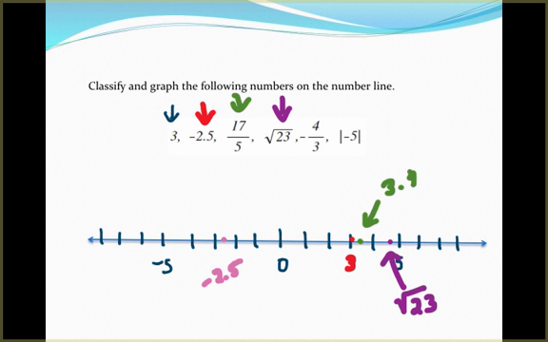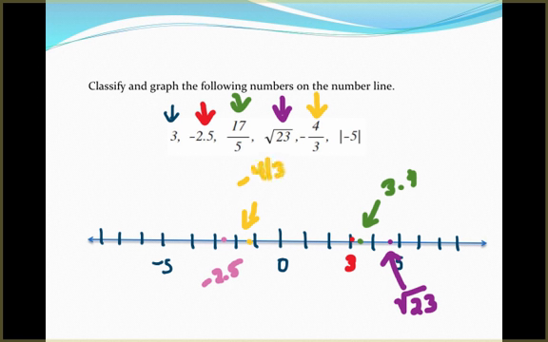number. Negative 4/3. Well, again, if I divide that, I get negative 1 1/3, or negative 1.3 repeating. Since that's a repeating decimal, we know that that is a rational number. So 1 1/3 would be just a little bit past 1. So there's going to be negative 4/3.